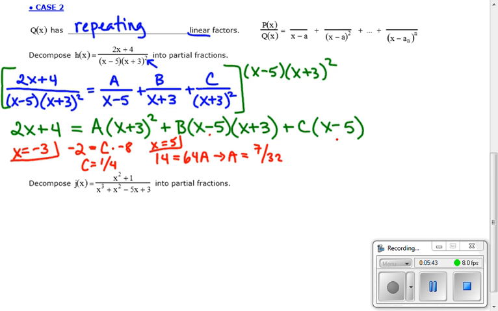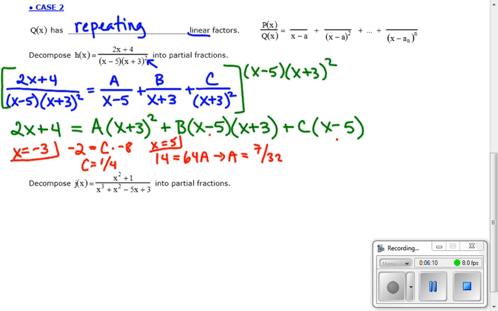We have A, we have C, but we don't have B. And we already used up the two nice x values that we could have plugged in. We plugged in -3, we plugged in +5. So now what do we have to do? The answer is plug in anything else you want for x. Personally, I prefer the number 0 or something like 1. You don't want to make it bigger than it needs to be.